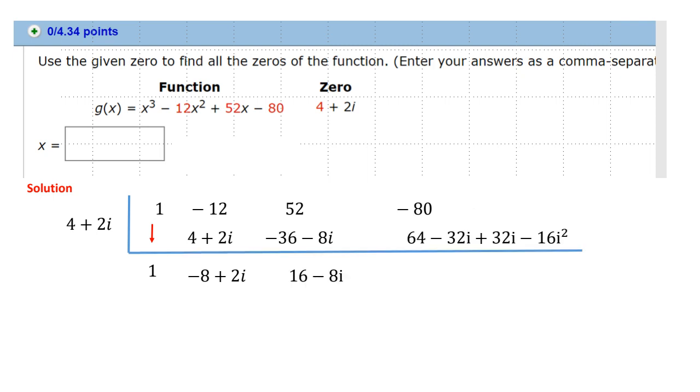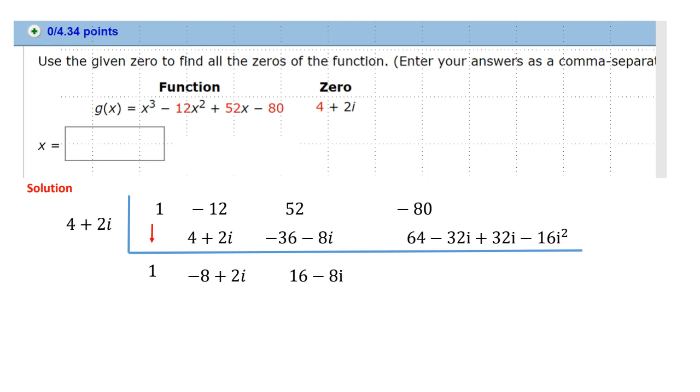Now I can go ahead and add these two numbers. Again, I'm only going to be able to add real with real. So 52 minus 36 is 16 minus the 8i. I am going to do it again. I'm going to multiply these two complex numbers, do FOIL.